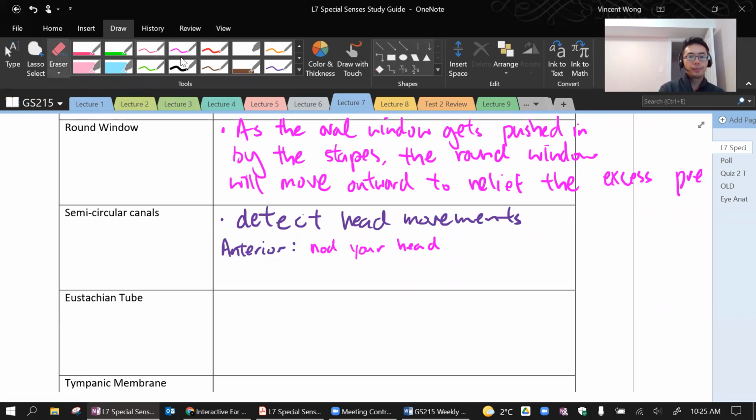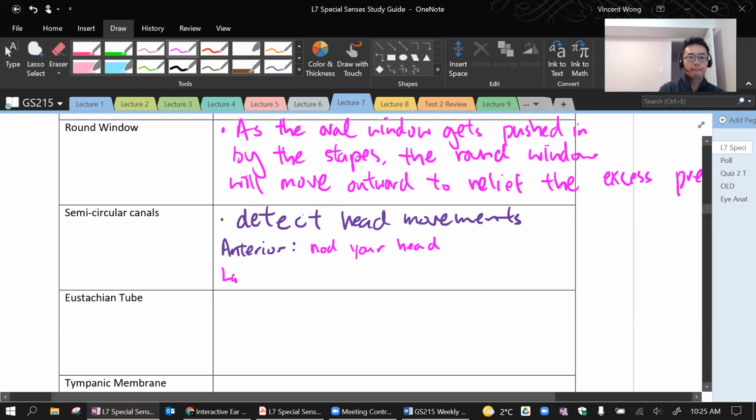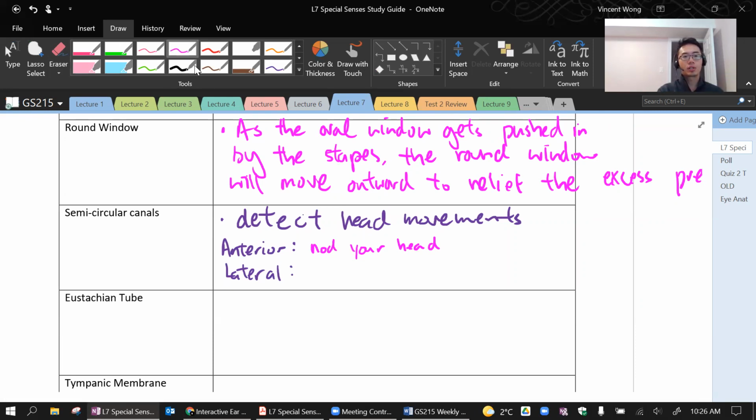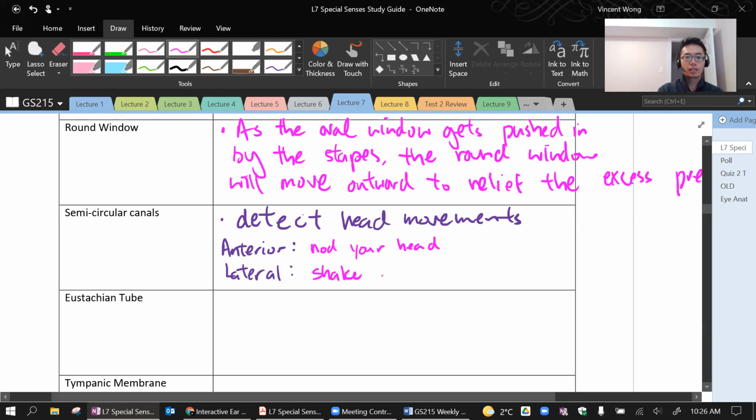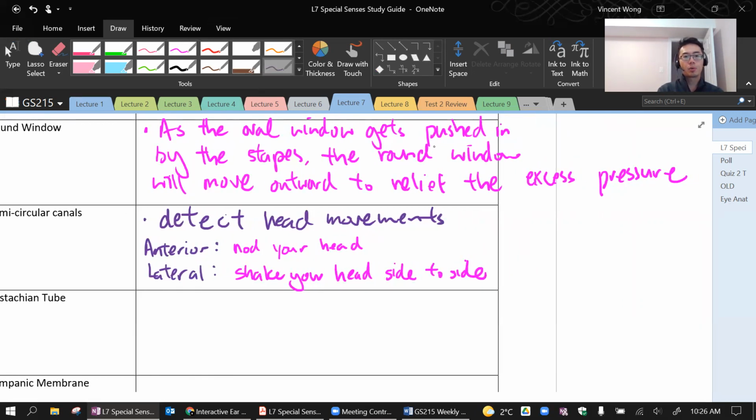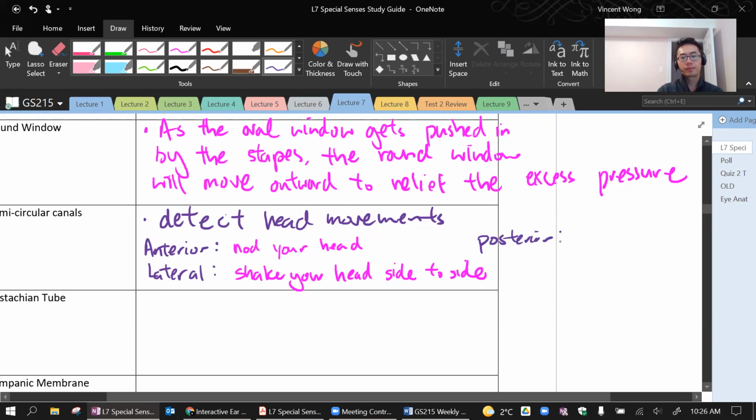There is another one, the lateral. Lateral is the one that's parallel to this plane. So when you shake your head side to side, shake your head side to side. And then there's the posterior one, the one that's parallel to this plane. So when you tilt your head to the side, tilt head to the side.